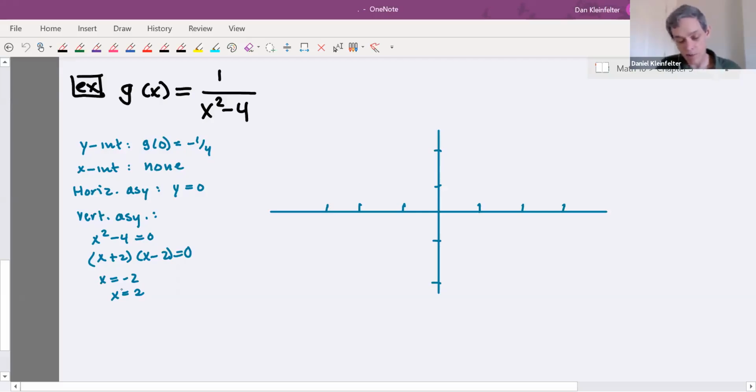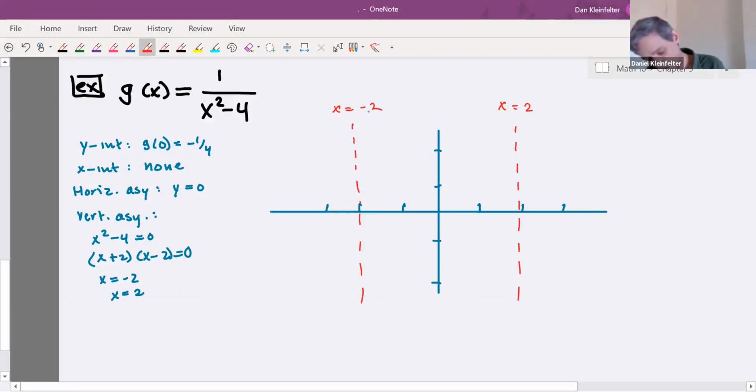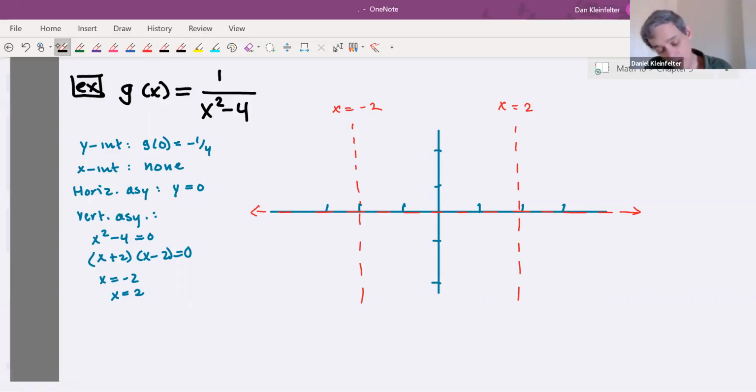So let me start by putting all those asymptotes on our graph. I'm starting with the vertical ones. We'll have x equals 2 and x equals negative 2. The horizontal asymptote was y equals 0. That's just our x-axis. So there's that. And then there were no x-intercepts, but we do have a y-intercept of negative 1/4. Okay, so it looks like that.